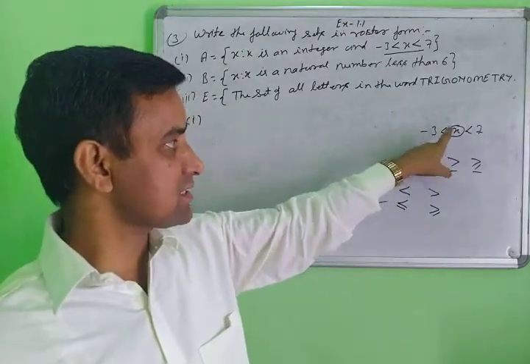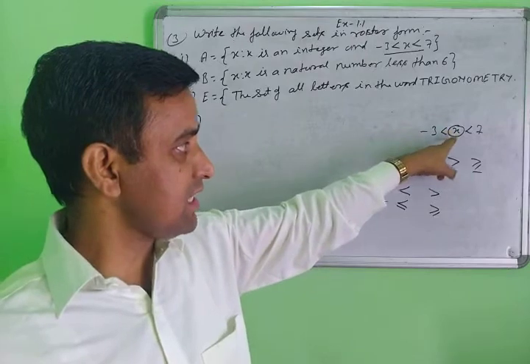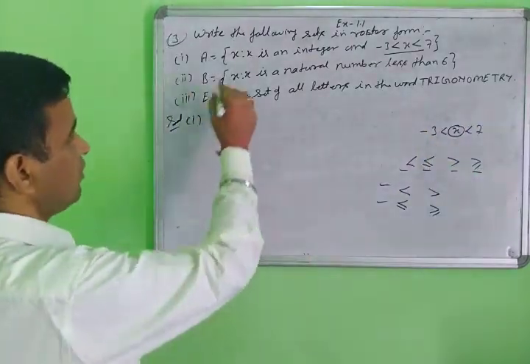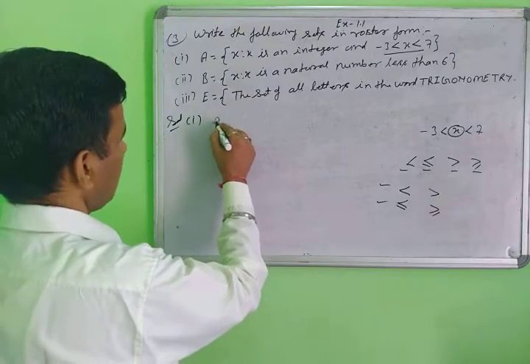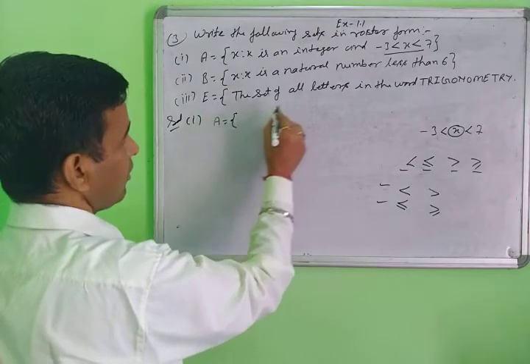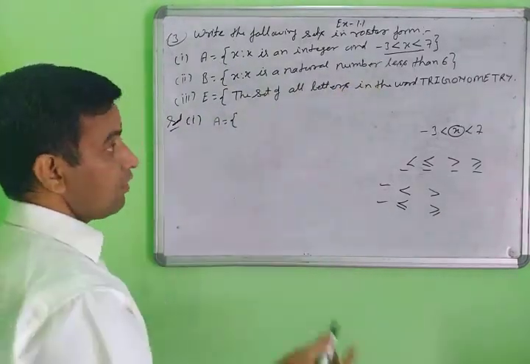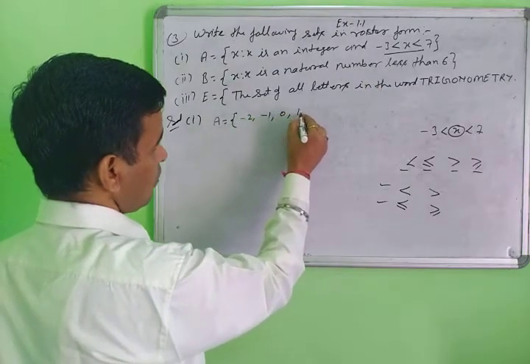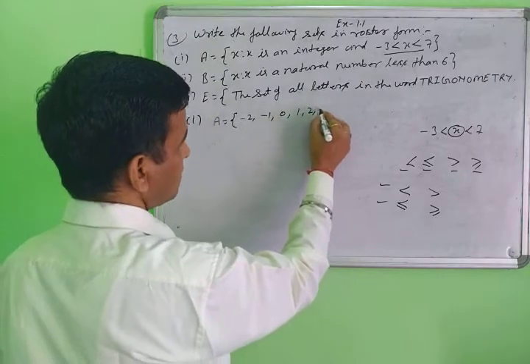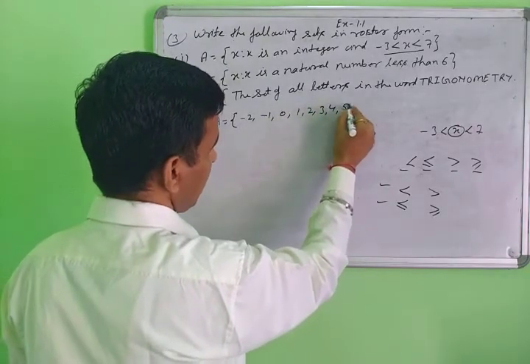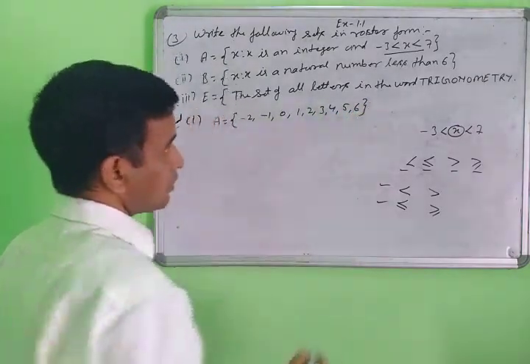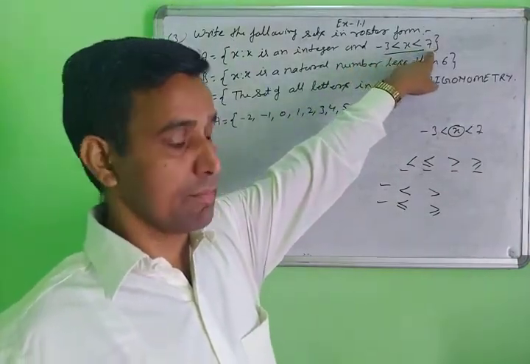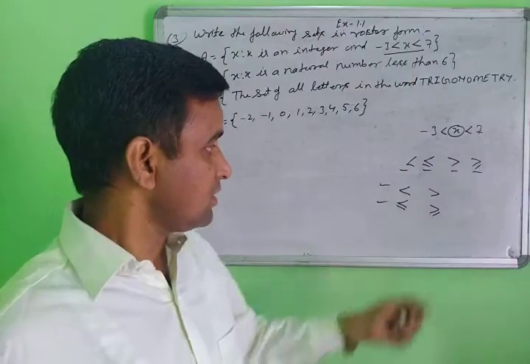The value of x is more than minus 3 and less than 7. First solution: the value of x means set A. What are the values in set A? More than minus 3 means minus 2, minus 1, 0, 1, 2, 3, 4, 5 and 6, not including minus 3 and 7, because it is an open interval.